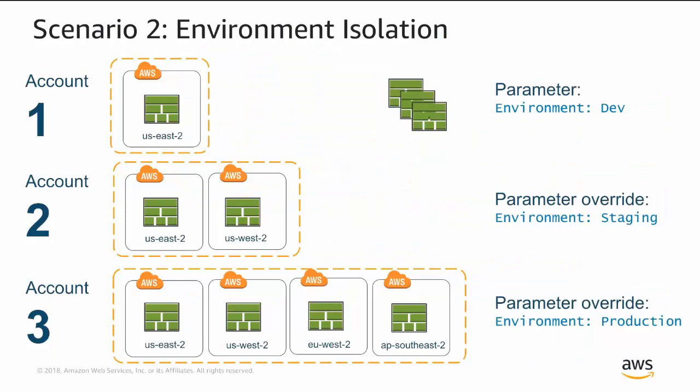Looking at our environment isolation scenario, things are a little bit more complicated. Here, each of our accounts represents a different environment, starting at development and then moving through staging and up to production. And these environments are set up slightly differently. Our production environment is a fully functional production environment. We've spread it across 4 regions perhaps to reduce latency. But we don't necessarily want all of those resources deployed across our lower environments.